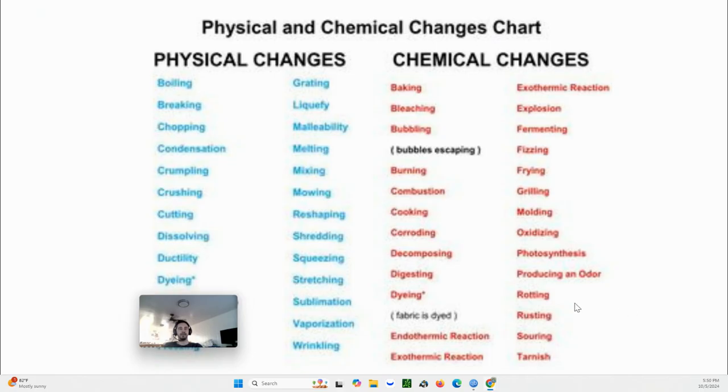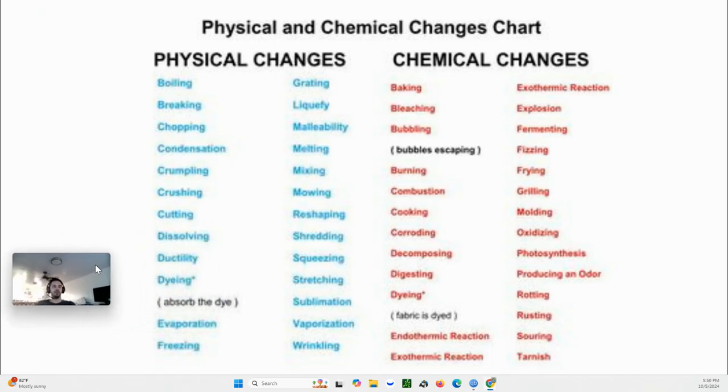And then, as I said, here is a list of all the words that kind of indicate chemical and physical changes. Physical changes, things like boiling, breaking, chopping, condensation, crumpling, crushing, cutting, dissolving. Ductility, that's a physical property. Dyeing, so absorbing the dye is a physical change, but if the fabric is dyed and it changes its properties, then it could be a chemical change. So that's a tricky one, like looking at it is a tricky one with a color change.